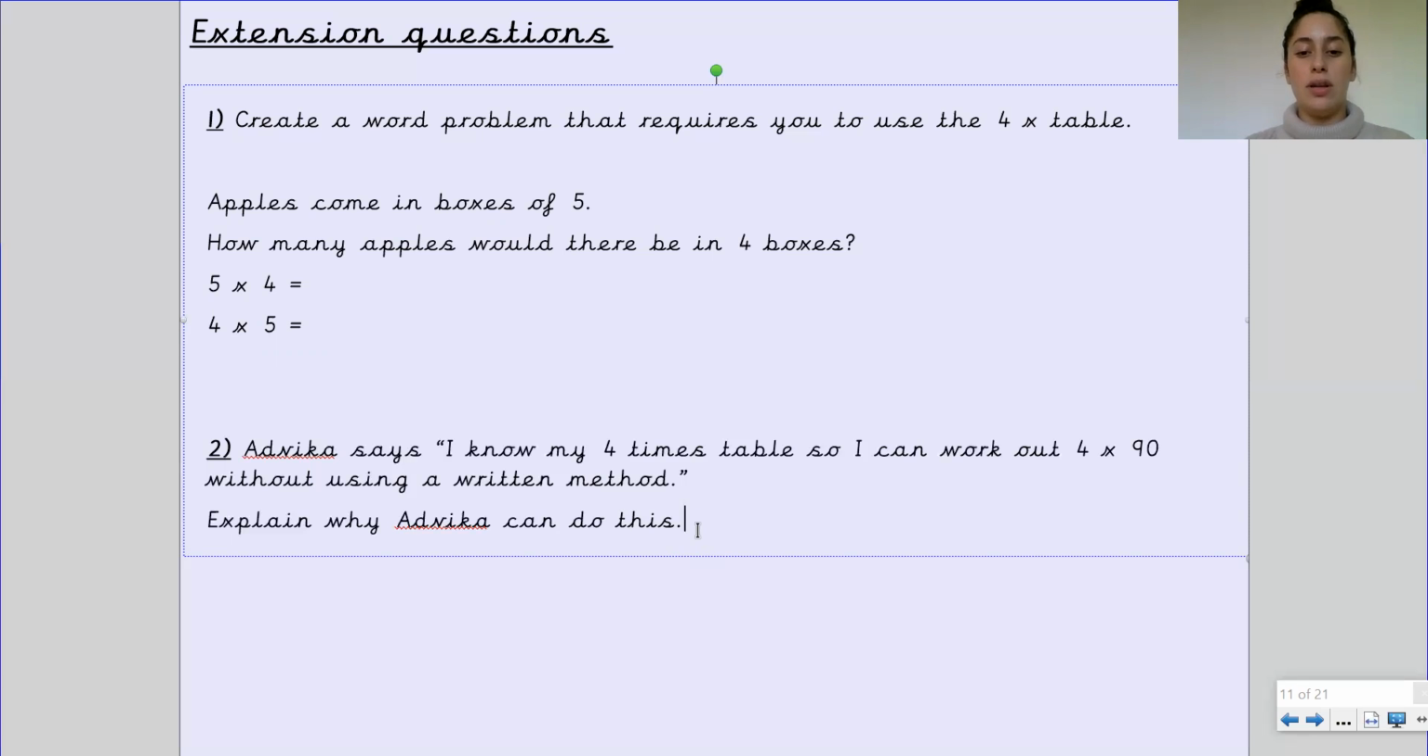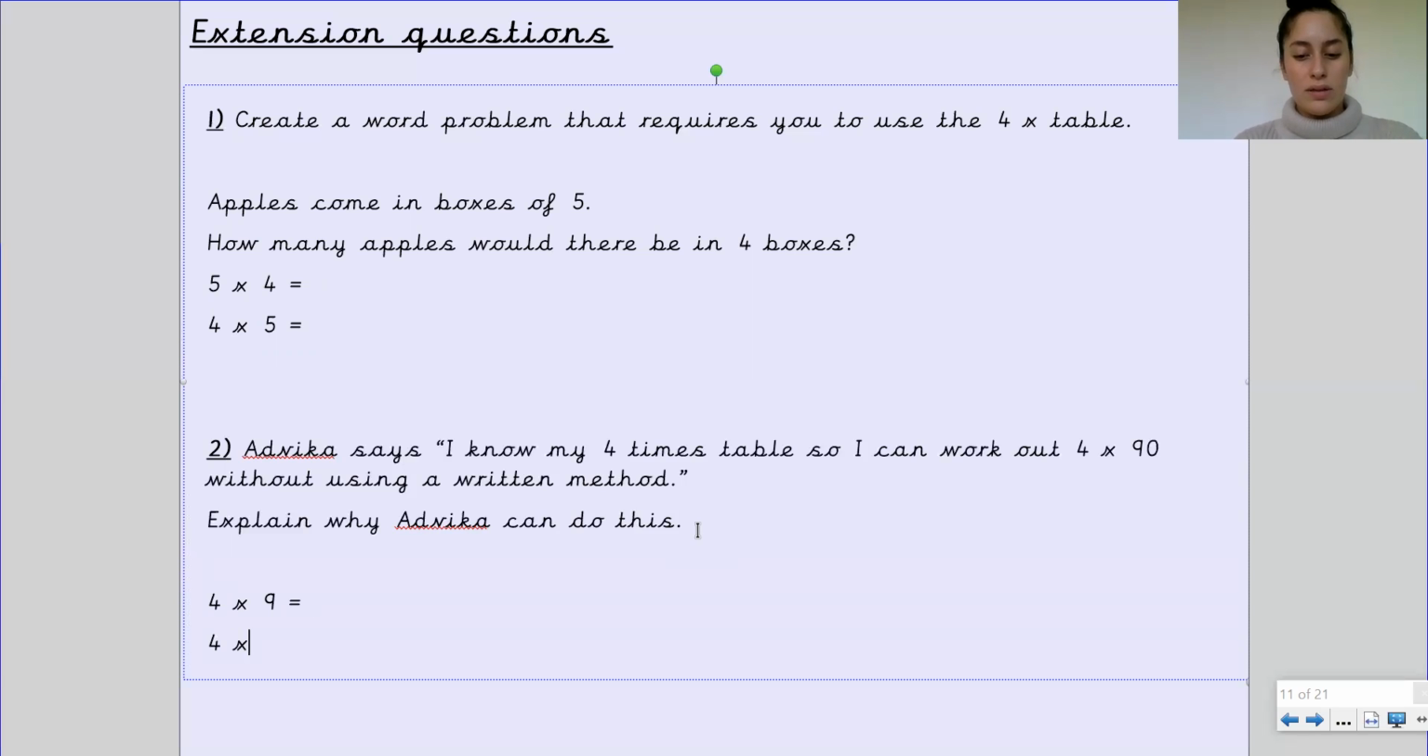Okay, for the second question, it says, Advika says, I know my 4 times table, so I can work out 4 times 90 without using a written method. How could Advika do this? How could the 4 times table help her calculate 4 times 90? Well, if you know the answer to 4 times 9, you would also know the answer to 4 times 90.